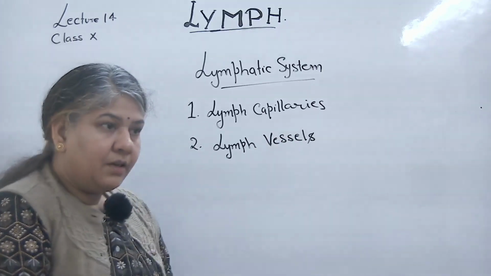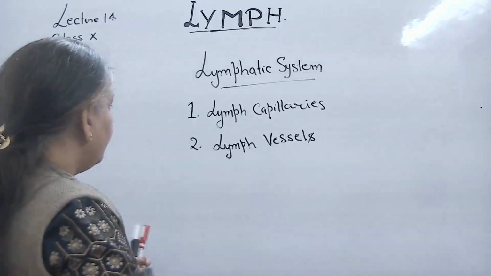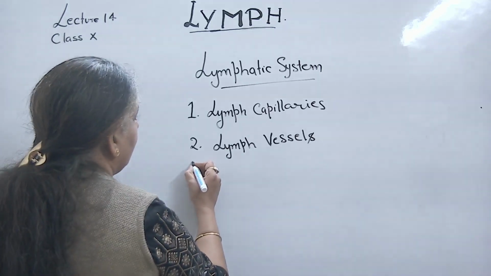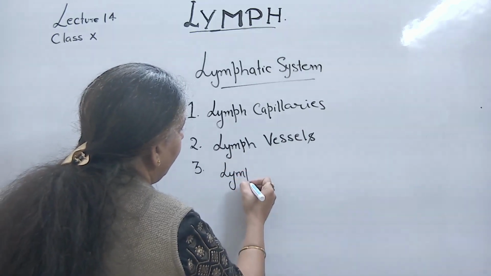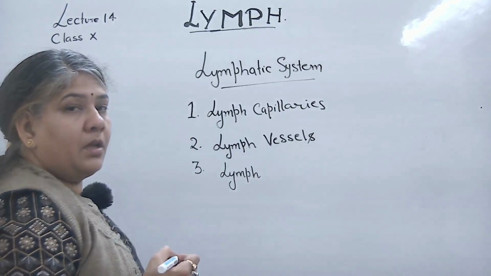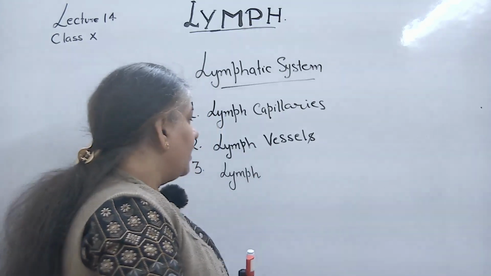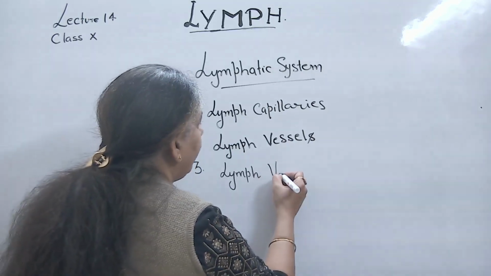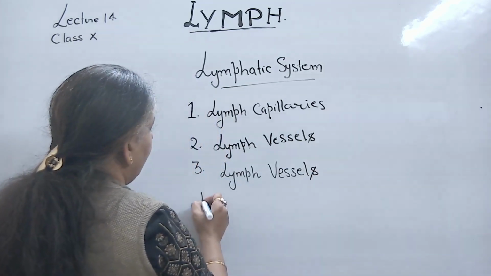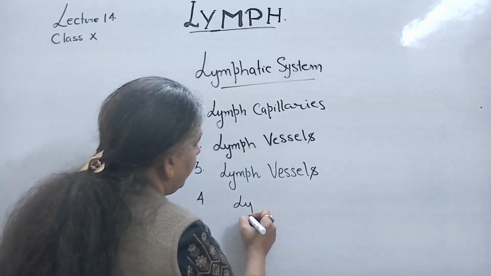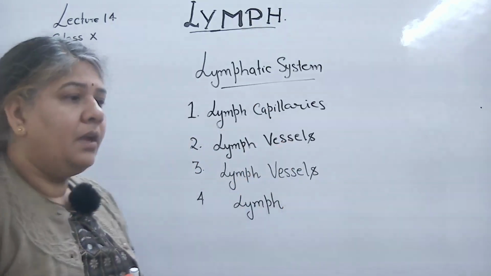So at intervals, there are lymph nodes present. These lymph nodes are basically producing WBCs, which are called lymphocytes, which again will have cleaning action. And fourth is lymph. Lymph is the fluid that is flowing in the lymph vessels.